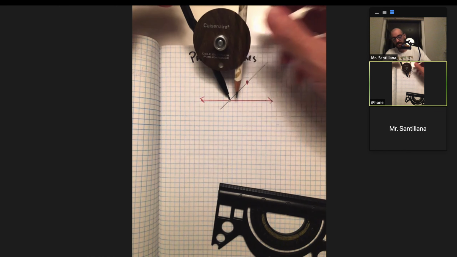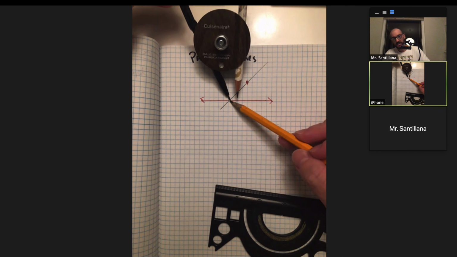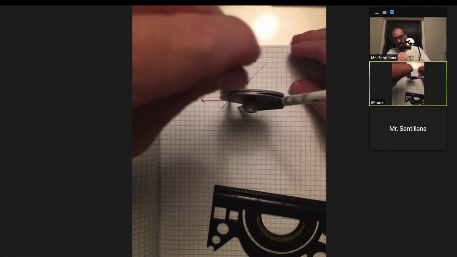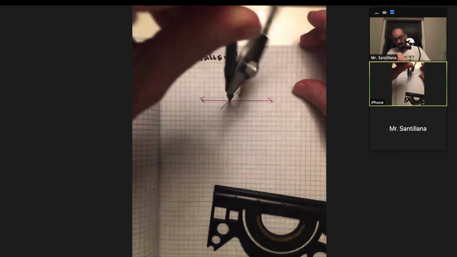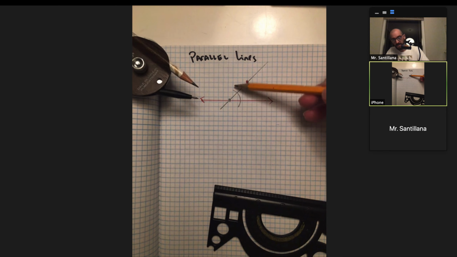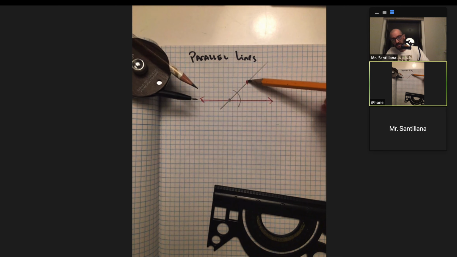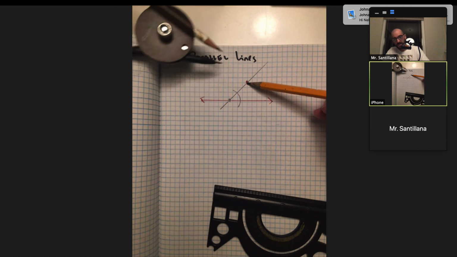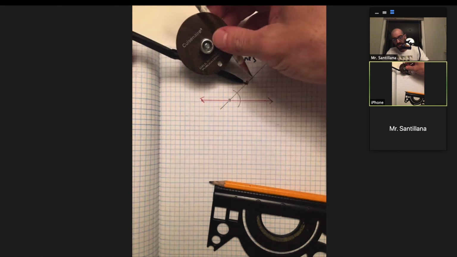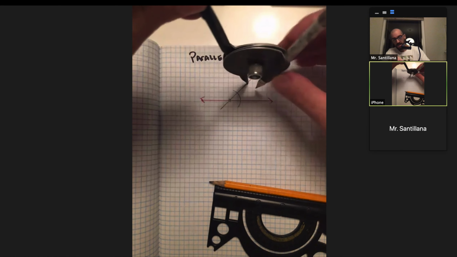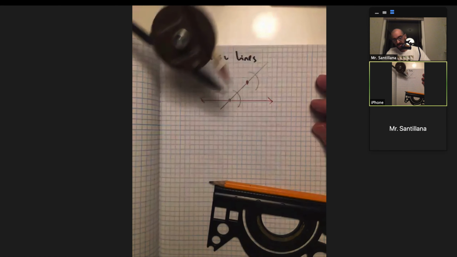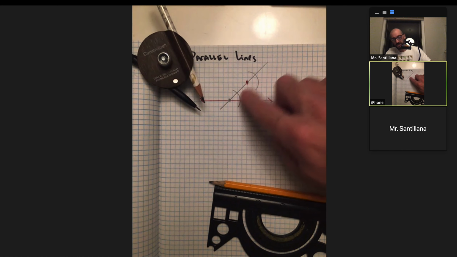Watch how I put the needle right there. I'm going to push it down. Make sure that it's really there and make your arc. So notice that arc went across both of these lines. Now I'm going to repeat that same arc up here. I'm going to put this needle at this point right there, push my needle down, and make an arc similar to the one above. There we go. So now I have two congruent arcs.